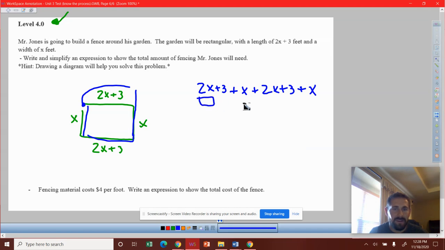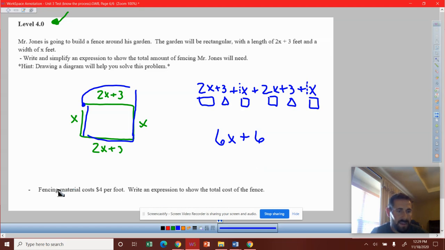So put a box here, put a box here, put a box here, put a box here. Those all have the same variable. They all have an x. And then triangle underneath the 3s because they don't have x's. So combine your boxes, combine your triangles. You've got 2x plus 1x plus 2x plus 1x. How many x's do you have? And don't tell me you have 4 x's. You have 2 plus 1 is 3 plus 2 is 5 plus 1 is 6 x's. And then we can combine our 3 plus our 3, and that is another 6.